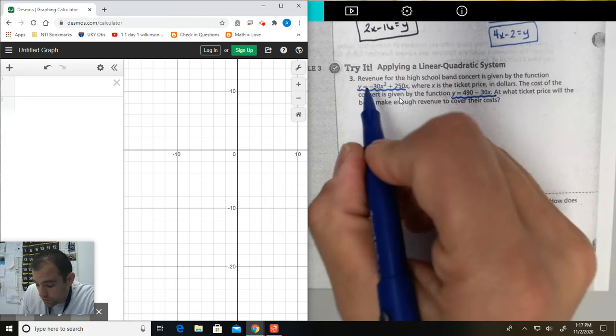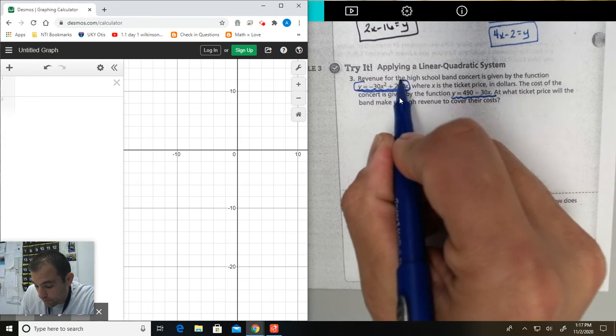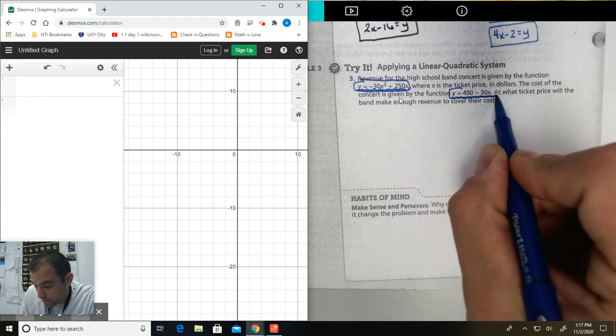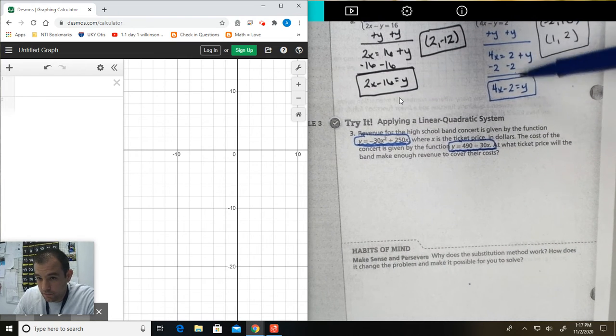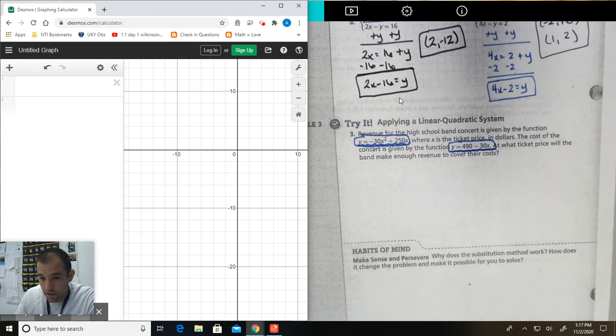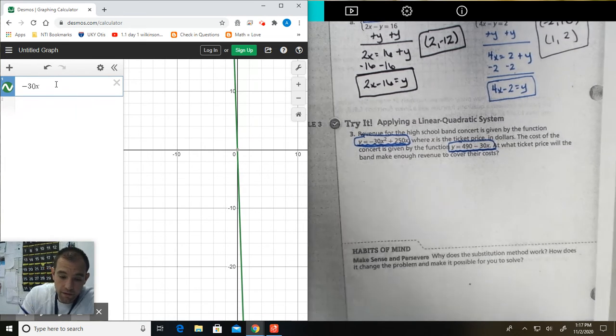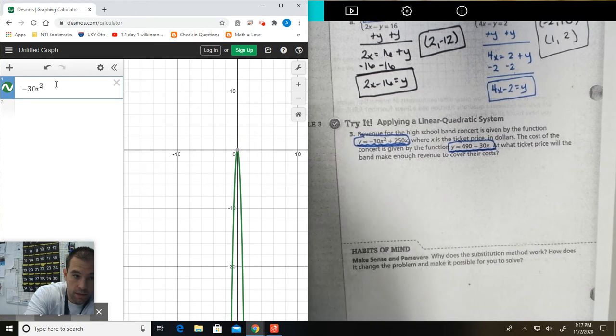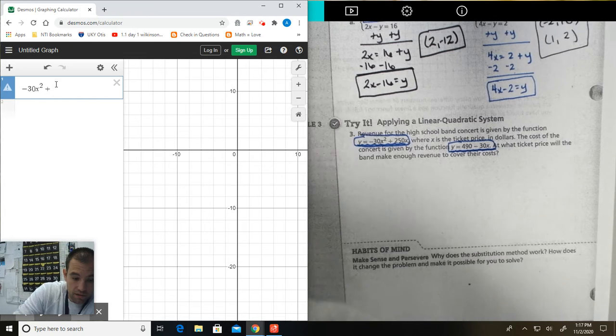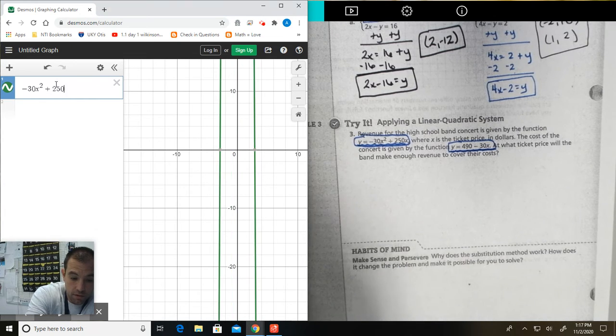So again, look at these two. They both have y already solved, right? So we don't need to change them like we did up here. I don't have to change anything because they're already ready to go. I'm just going to type them in. So negative 30x squared plus 250x.